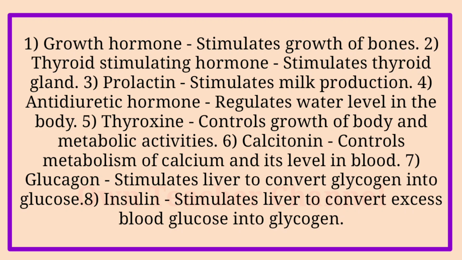5. Thyroxine controls growth of the body and metabolic activities. 6. Calcitonin controls metabolism of calcium and its level in the blood. 7. Glucagon stimulates the liver to convert glycogen into glucose. 8. Insulin stimulates the liver to convert excess blood glucose into glycogen.